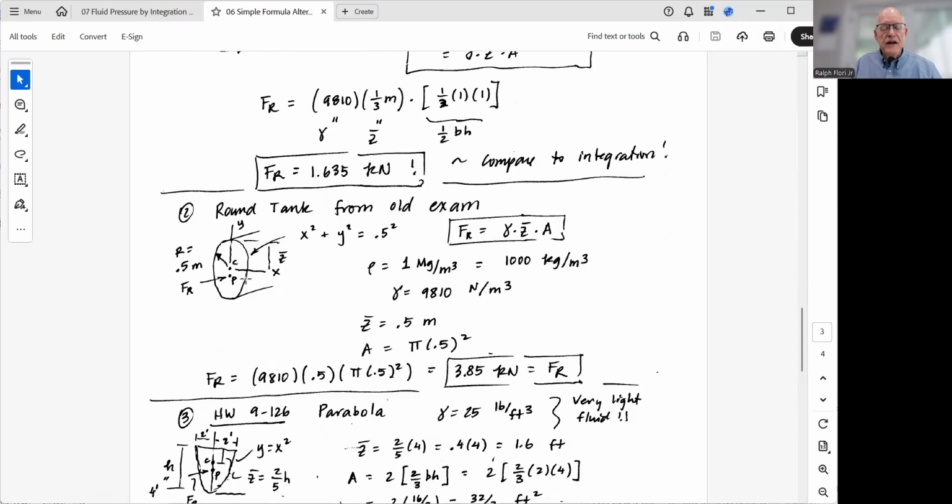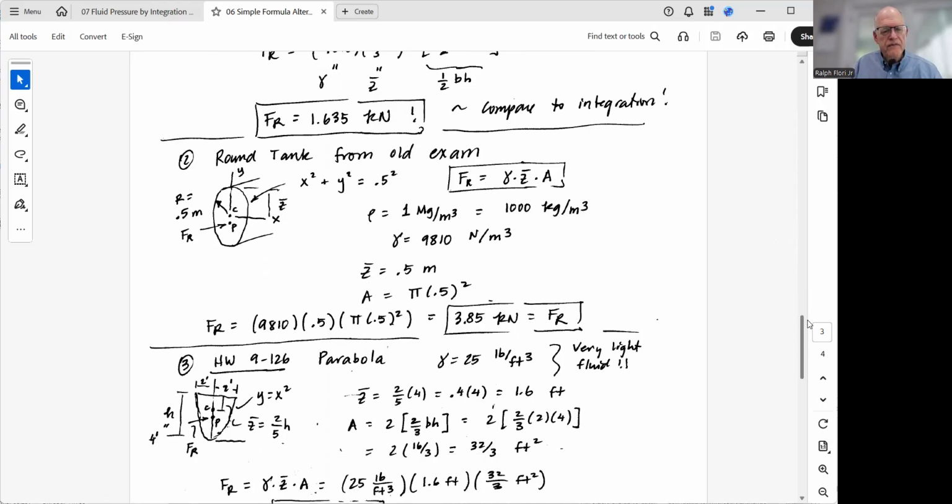It's not easy to integrate it, but the gamma Z bar A equation makes it really easy. So rho, for this problem, is 1 megagram per cubic meter, which is basically 1,000 kilograms per cubic meter, times 9.81 is 9810 for fresh water. Z bar is 1/2 meter, and the area is pi times 0.5 squared. So FR is gamma times Z bar times area, which is 3.85 kilonewtons for FR.